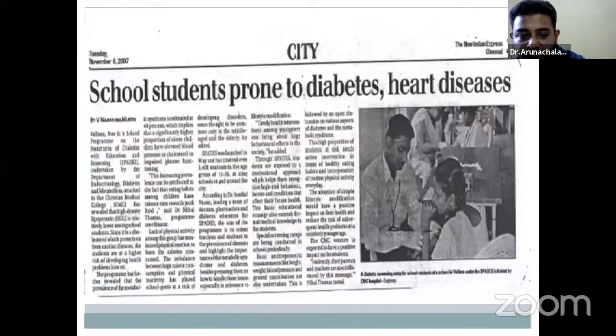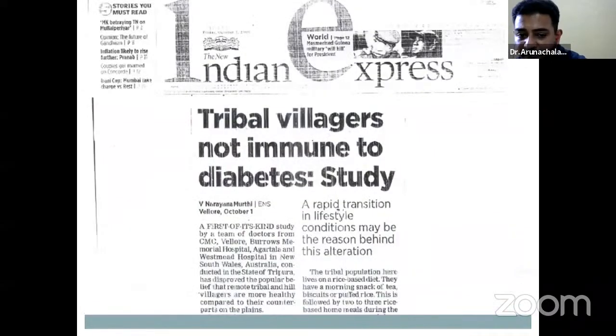This is a scenario from 2007 where school students were also diagnosed with diabetes and heart diseases. It is very disheartening to know, but it's very clear that this is not only a scenario in South India. After 10, 15 years, it is also catching up with tribal villages like in Arunachal Pradesh, Manipur, Mizoram. And the trend is not clearly understood in India.